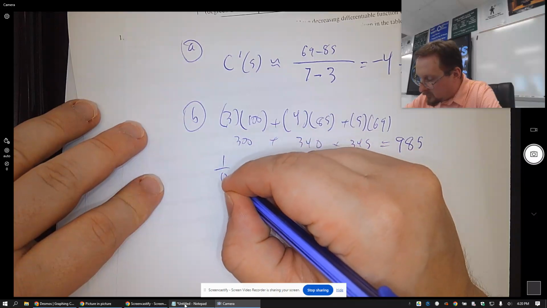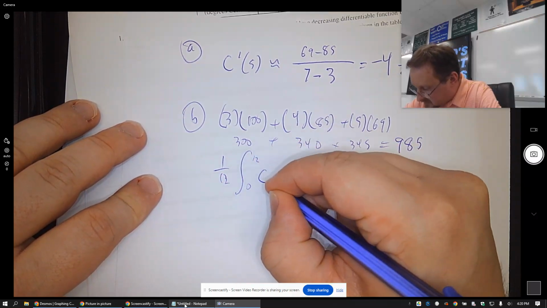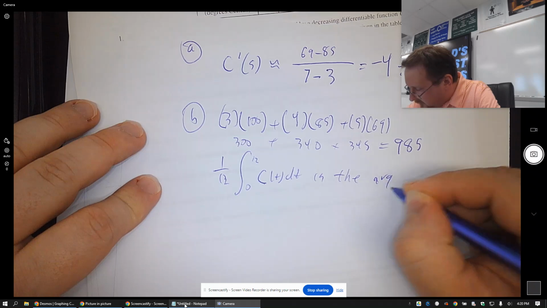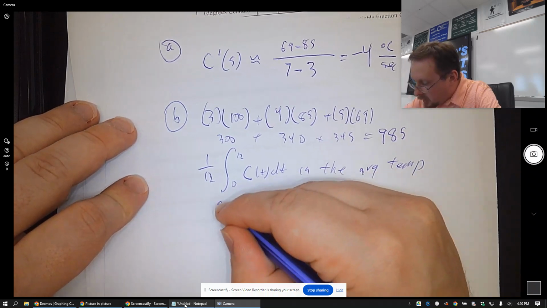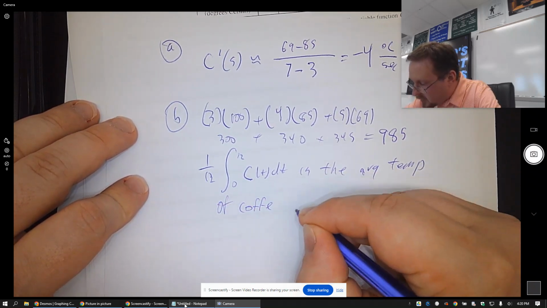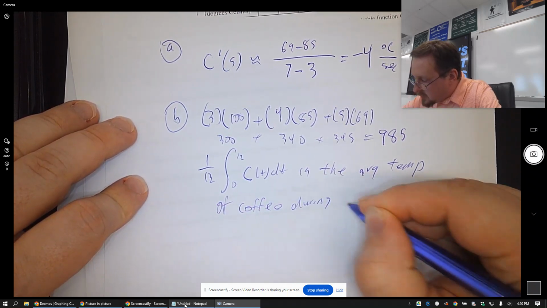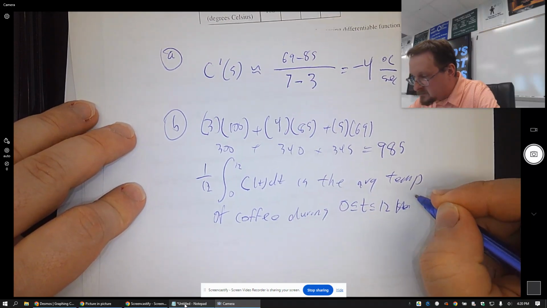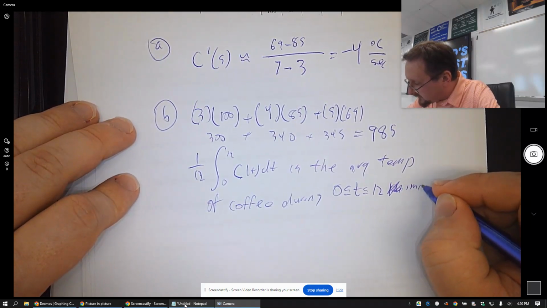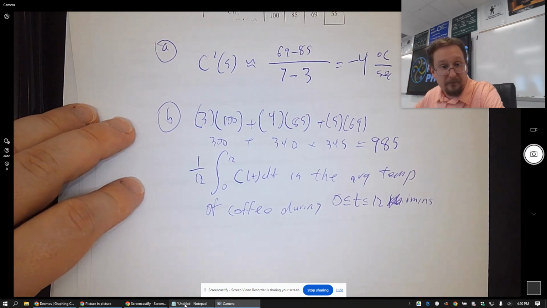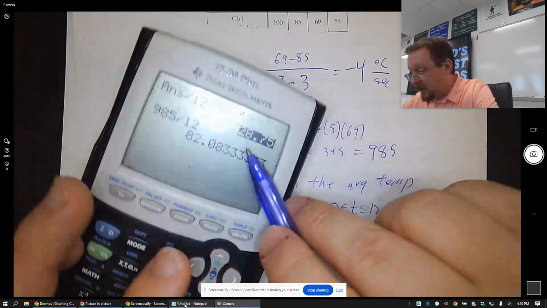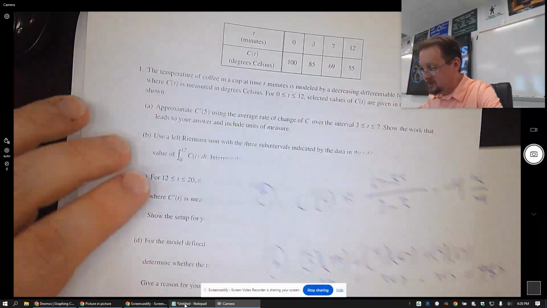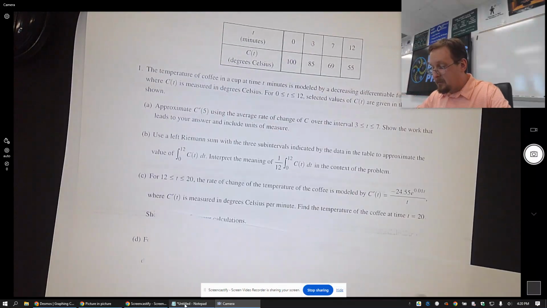So 1 over 12 times the integral from 0 to 12 of C(t) dt is the average temperature of the coffee during 0 to 12 minutes. Okay, whatever. I'm a physicist. I use seconds all the time. So when I saw the number I had before, I was like, that can't be the average of this. And I was like, yeah, that can totally be the average of this. So make sure your answers make sense.